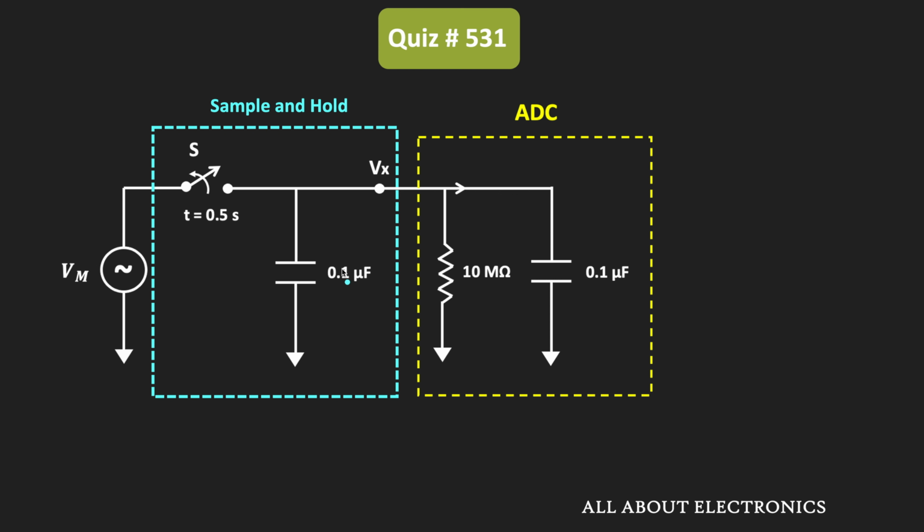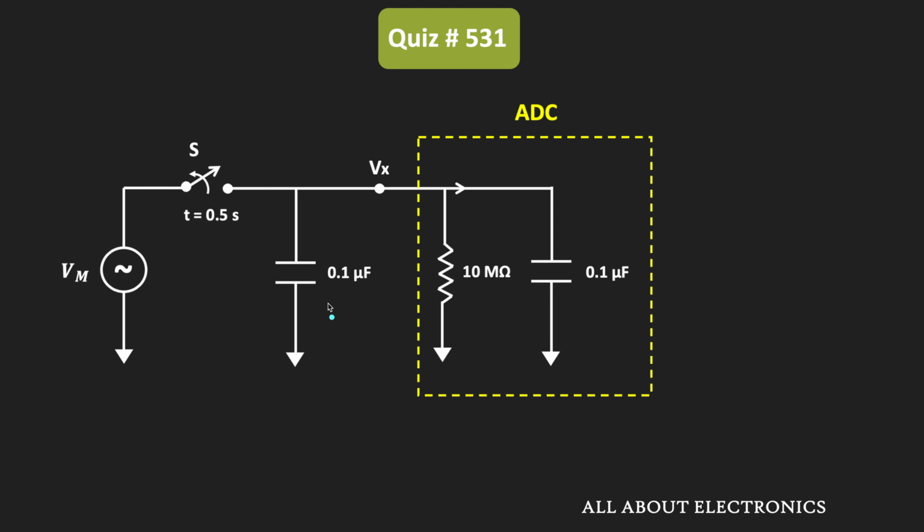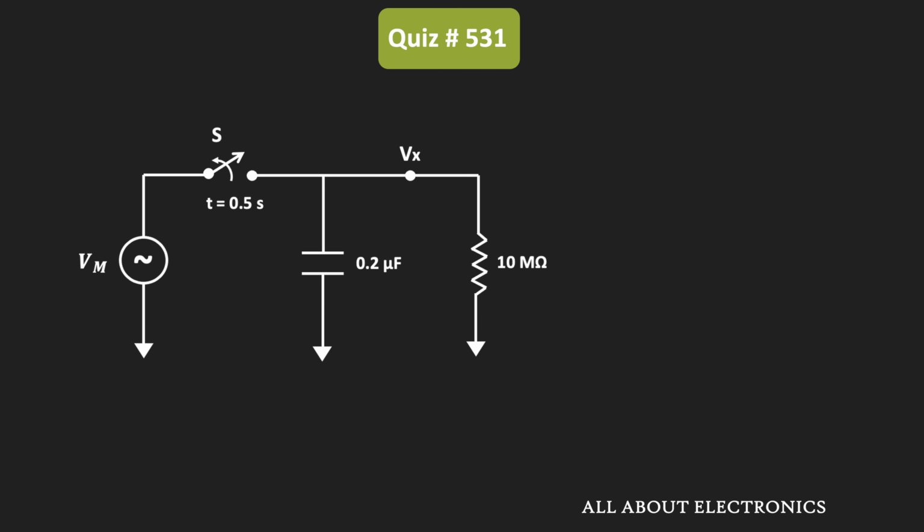For us, this is basically an RC circuit. And if you see, these two capacitors are connected in parallel, so their equivalent capacitance will be 0.1 microfarad plus 0.1 microfarad, which is equal to 0.2 microfarad. When the switch gets opened at 0.5 second, the voltage across this capacitor will discharge through this resistor. We have been asked to find the voltage across the capacitor, this voltage Vx, at time t equal to 1.5 second.